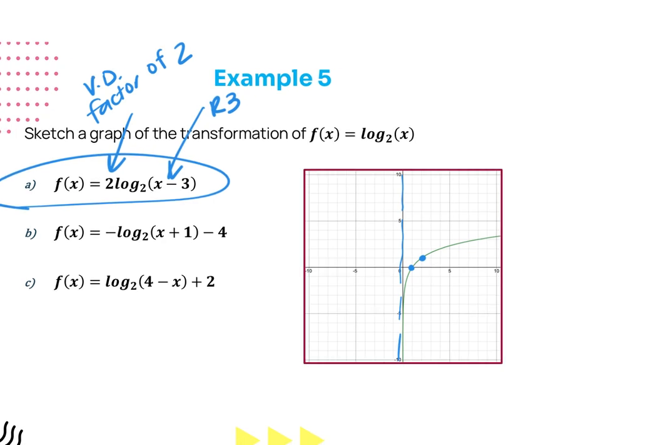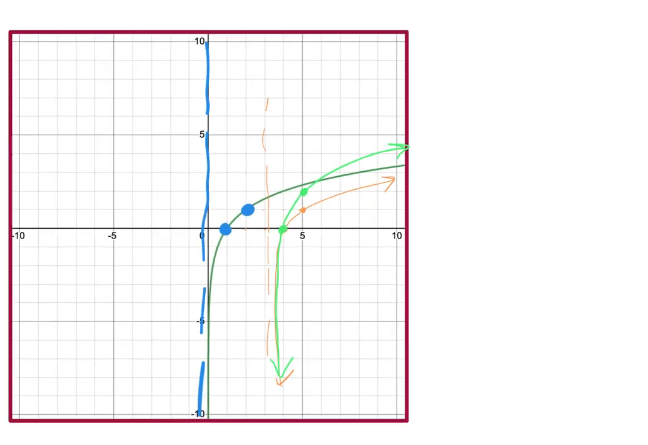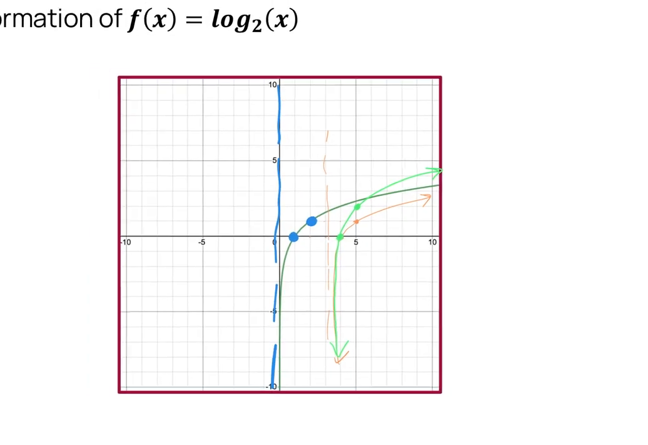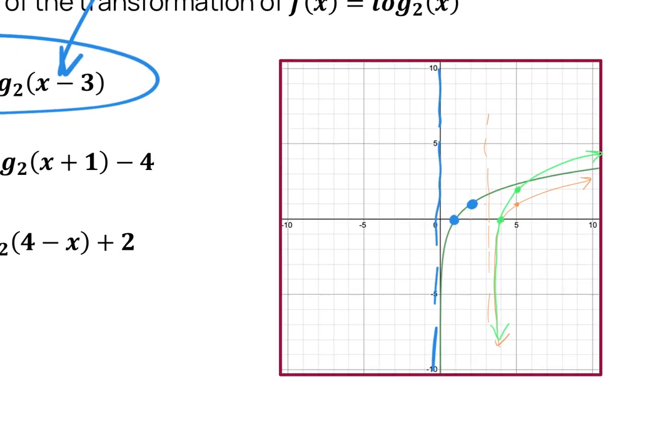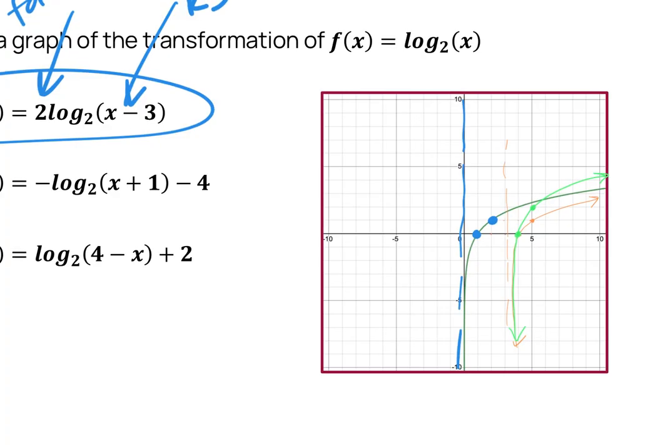So I can shift my graph to the right 3 places. So I'm going to go to the right, 1, 2, 3. My vertical asymptote shifts to the right 3. So it looks like this. And then I could multiply by 2 for the y's. So my 0 stays, but this gets a little bit taller. Does that have to be an exact coordinate point? No. Questions on that one?